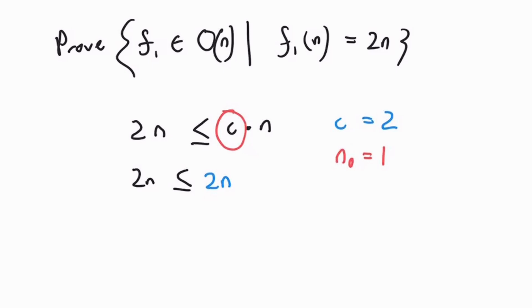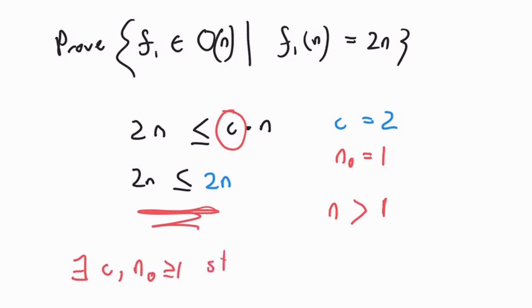We know that this is correct because we have found a value of c and a value of n0 such that this statement here is true for all values n greater than 1. So this gives us our final line. There exists a c and an n0 greater than or equal to 1 such that f of n, which we can just replace by 2n, is less than or equal to c times n, and we know that c was 2 and our n0 was 1.